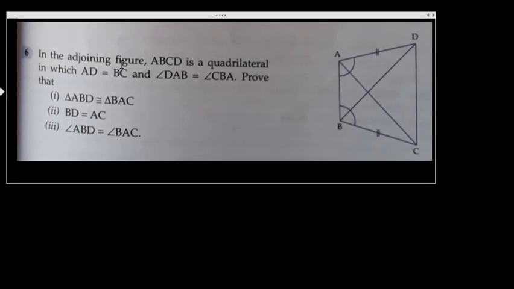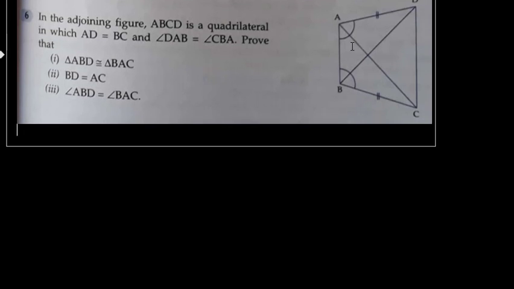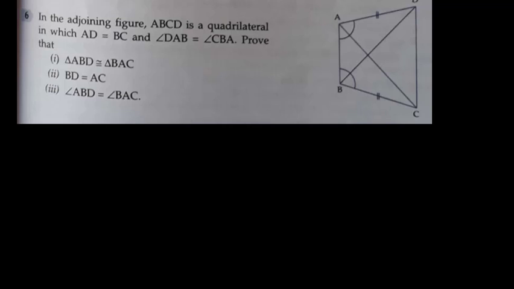Now, sixth question. In the adjoining figure, ABCD is a quadrilateral in which AD and BC are equal, as you can see in the diagram, and angle DAB and angle CBA are also given equal. You have to prove that triangle ABD and triangle BAC are congruent, BD is equal to AC, and angle ABD is equal to angle BAC.